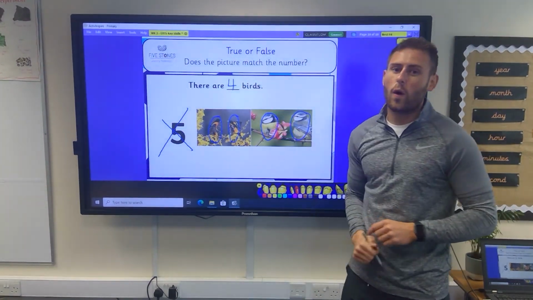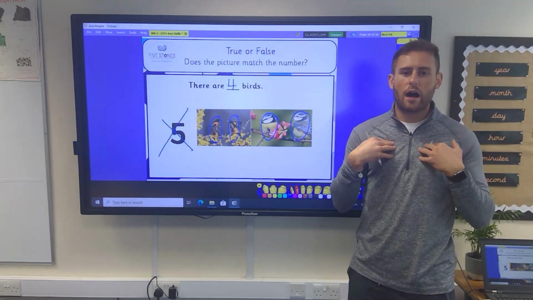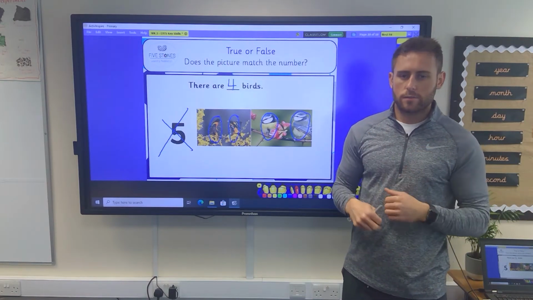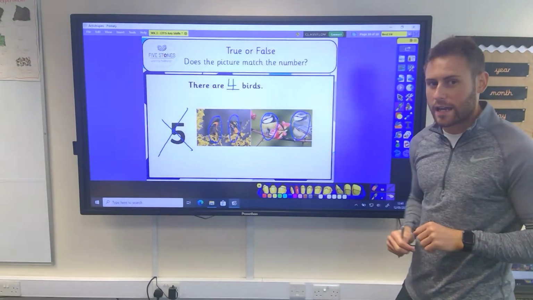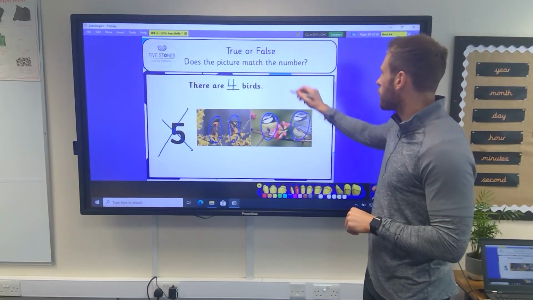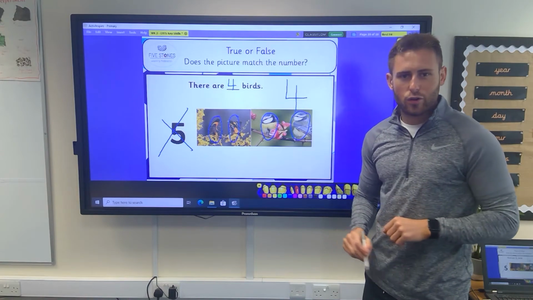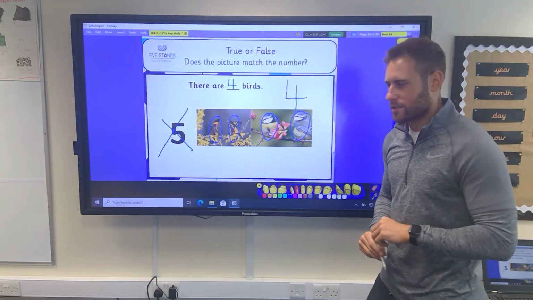There are 4 birds. My turn. There are 4 birds. Your turn to try and write the number 4. Down, across, down. Lovely, nice straight lines. Well done.